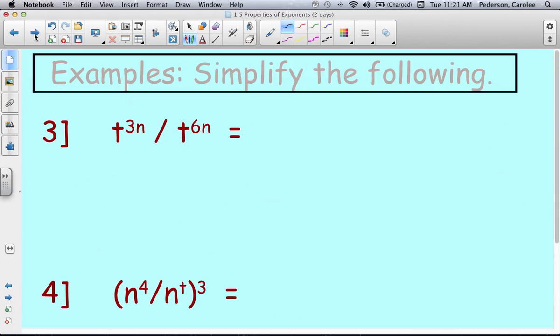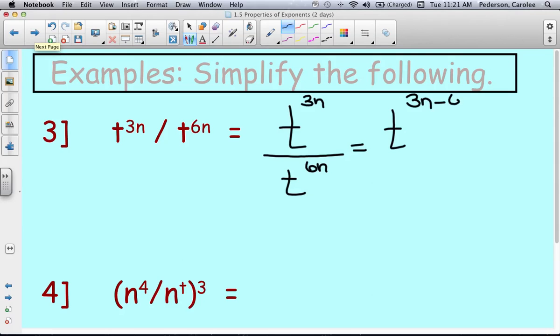Next example. t raised to the 3n divided by t raised to the 6n. So very similar to the last example. They're both the same base, they're both base t. So I can subtract their exponents. So t raised to the 3n minus 6n. And now I simplify that exponent. 3n minus 6n is negative 3n.